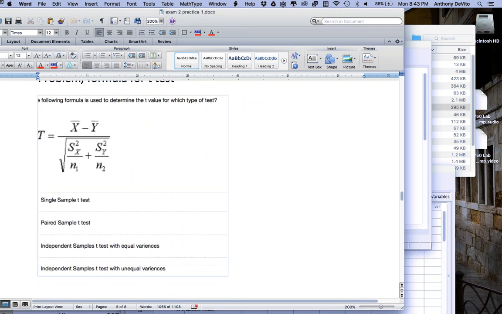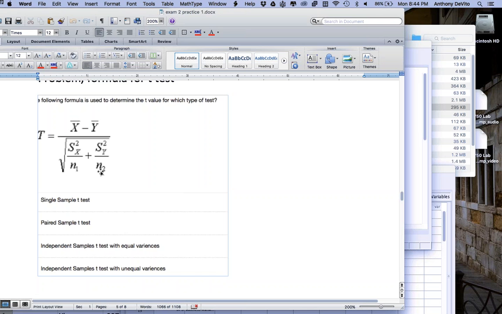The following formula is used to determine the t-value for which type of test? Well, we've got two means here, x bar and y bar, right? You could say x1 bar, y2 bar. So what is this? This is independent samples, right? In this case, we have the standard deviation for the x group plus the standard deviation for the y group over their individual sample sizes. This is how they calculated standard error.